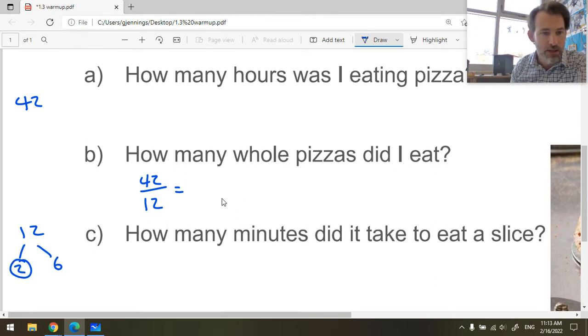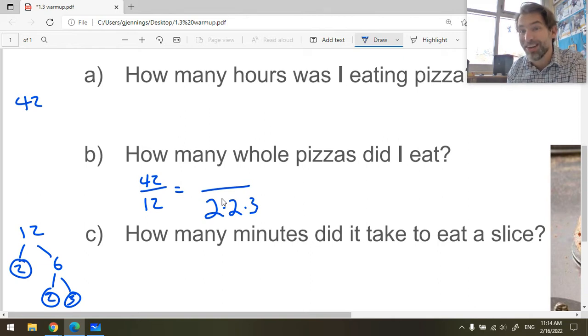2 is prime, 6 is not. 6 is 2 times 3. Both of those are prime. So I can write 12 as 2 times 2 times 3. Or I could have written 2 squared times 3 as well.